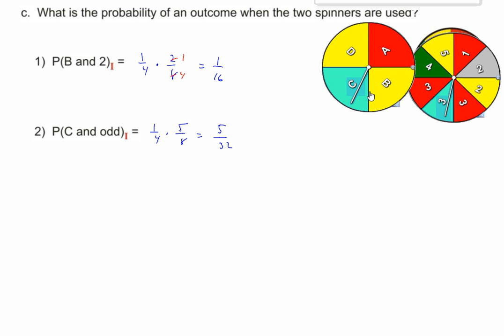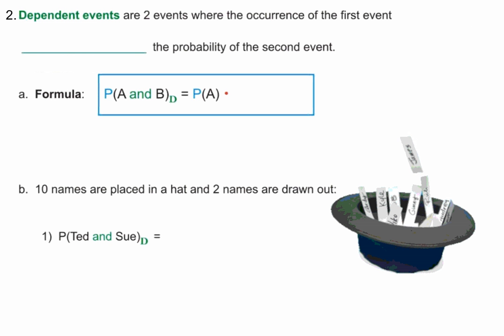So independent events, remember the one does not affect the other. Independent events, you multiply. Second situation is dependent events. What are dependent events? These are two events where the occurrence of the first changes the probability of the second.